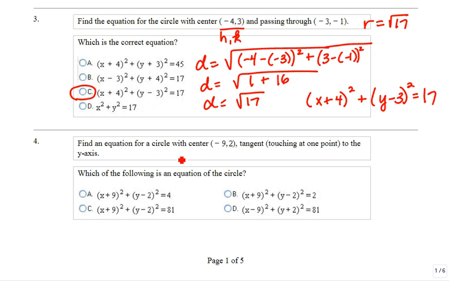Now, find an equation for a circle with center negative 9, 2, tangent to the y-axis. So at negative 9, 2, we are somewhere over here. Tangent to the y-axis would mean that it's got to touch the y-axis at that point. So in other words, the edge of the circle would be there. So that would take us over what? Yeah, 9 units. So we'd have to go 9 units in all directions. So this would be the circle we're looking at.